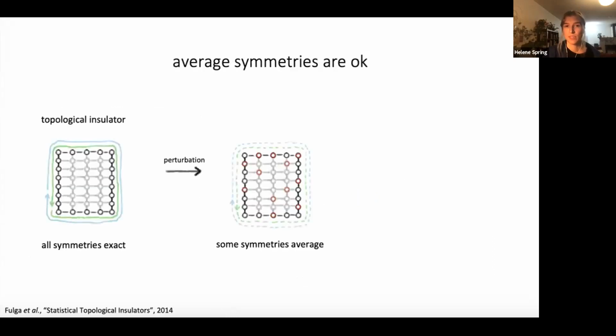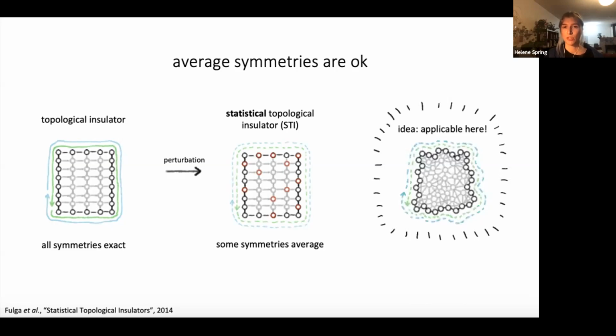In 2014, the concept of adding perturbations to topological insulators was investigated. And these perturbations made it so that some of the symmetries are only preserved on average. These systems are also capable of hosting topologically protected modes and are known as statistical topological insulators. This showed that even average symmetries are good enough in the topology world. Now, where we come in is that the same idea could work for us. Even though our spatial symmetries are only average symmetries, they could still be used to create a topological phase in the form of a statistical topological insulator.